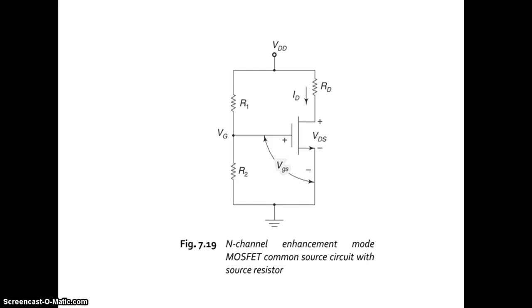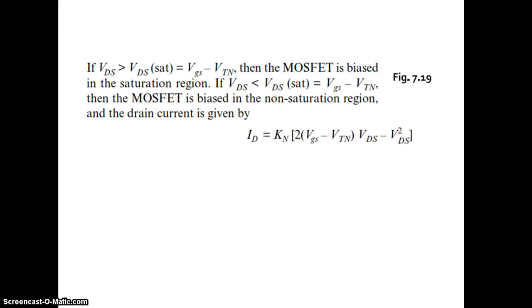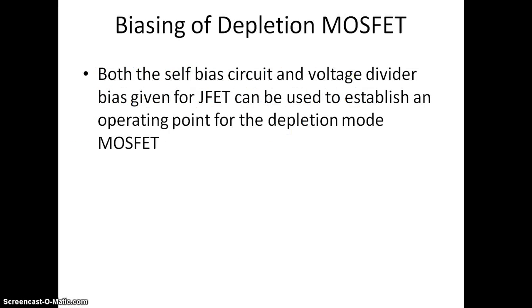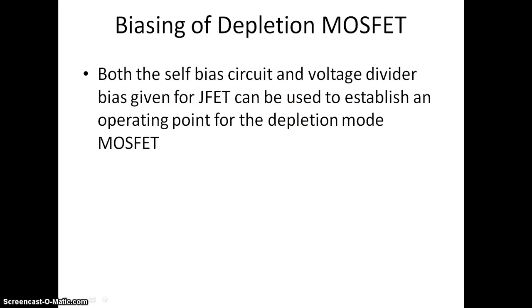This is an N channel enhancement mode MOSFET common source circuit with source resistor, where the voltage equations and current equations have been explained. Next is the biasing of depletion mode MOSFET, and this circuit shows the biasing of a depletion mode MOSFET. So in this unit we have discussed the different biasing circuits of BJT as well as MOSFET.